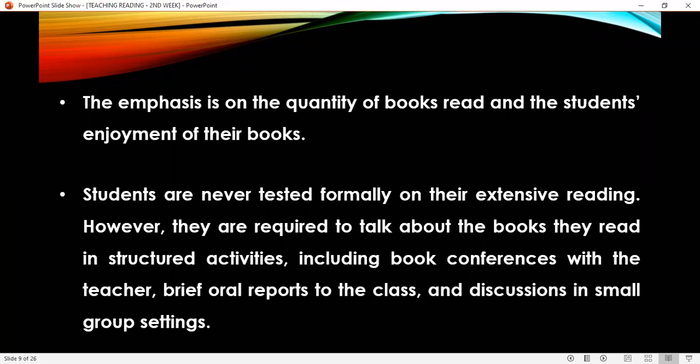But we are going to use some strategies to evaluate if they comprehend the texts, right? Because the purpose is comprehension, if they enjoy the text. So how can we do that? We can have book conferences, like a debate or discussion. Then they can give oral reports about what they like and don't like about the text, or give another ending to the story.